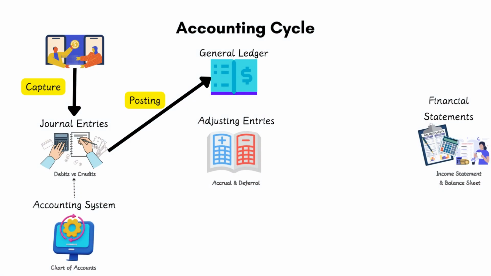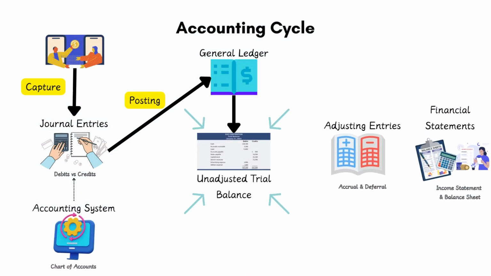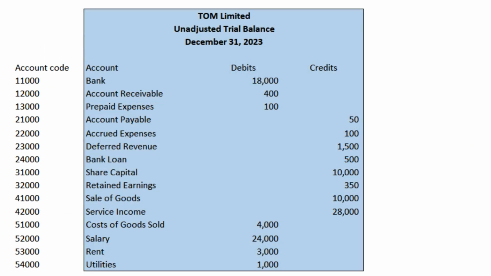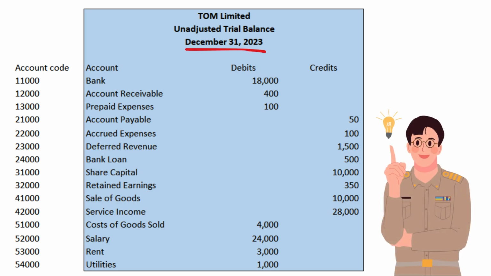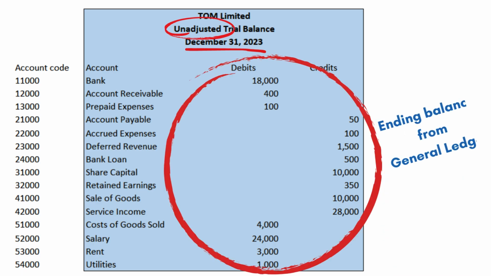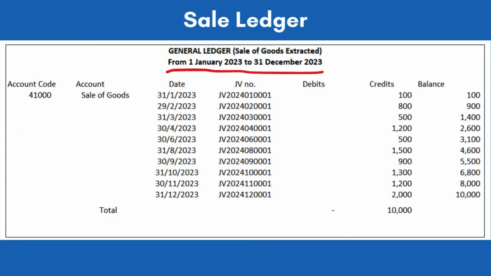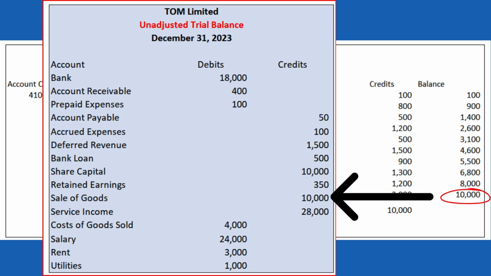After posting to the general ledger, at the end of each period, we generate a trial balance. Let's use the year end, the 31st of December 2023, as an example. The trial balance shows all the balances of each account before adjusting entries, so sometimes we refer to it as the unadjusted trial balance. The numbers in the trial balance come from the ending balances of accounts in the general ledger. For example, if during 2023 the company's sales of goods were $10,000, $10,000 would appear in the trial balance.